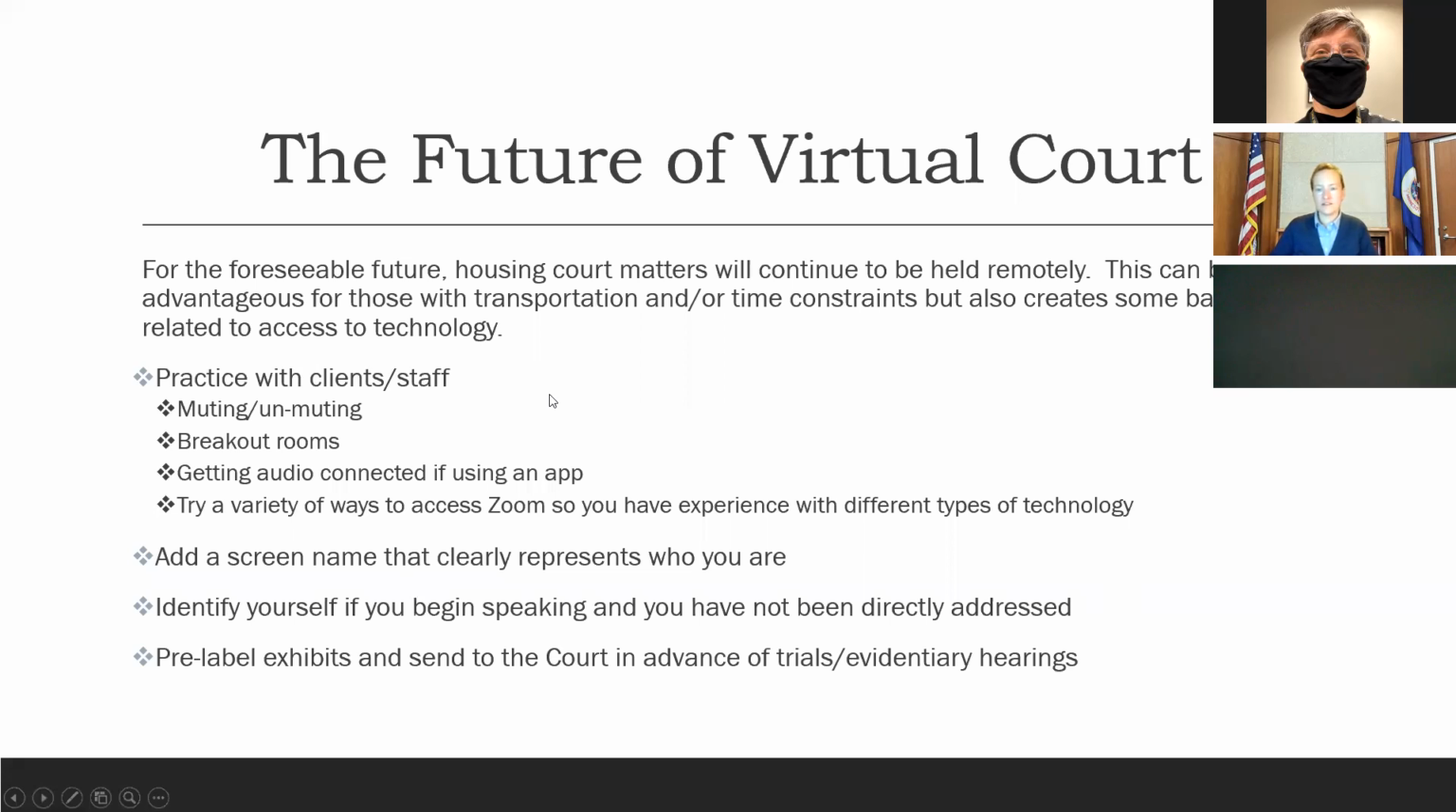So moving on to the future of virtual court, or the life of court in the Zoom world. People always ask, what is the status of virtual court? And at least now, for the foreseeable future, housing court matters will continue to be held remotely. This can be both good and bad. It has advantages for those who have transportation or time constraints, but it also can create some barriers as it relates to technology. Not everyone has a smartphone.